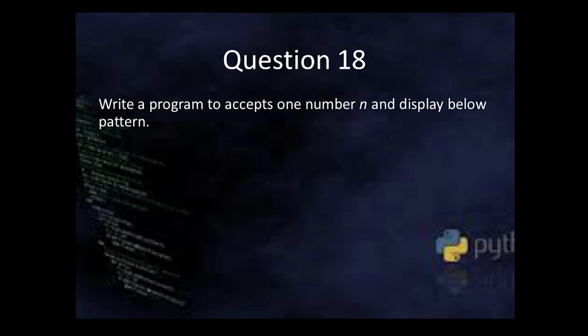Write a program to accept one number n and display the below pattern. In this case, we have to display a triangle of this form. If the input is 5, you have to display a triangle in this manner. When row number is 1, you have to display only one column. When row number is 2, display two columns. Row number 3, display three columns. I hope you are understanding what I mean to say.